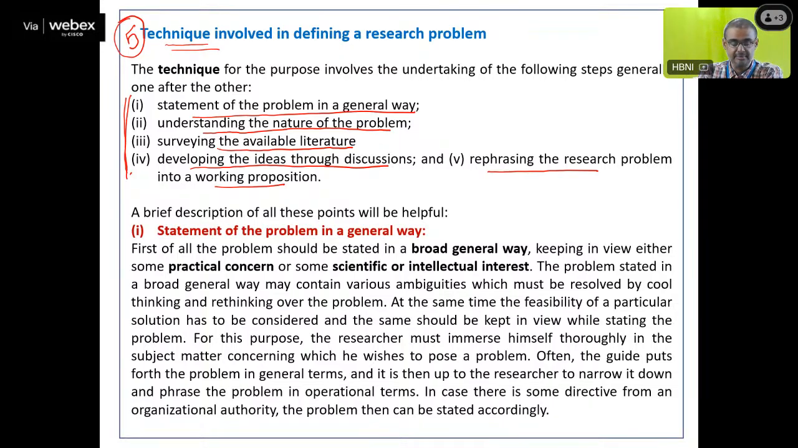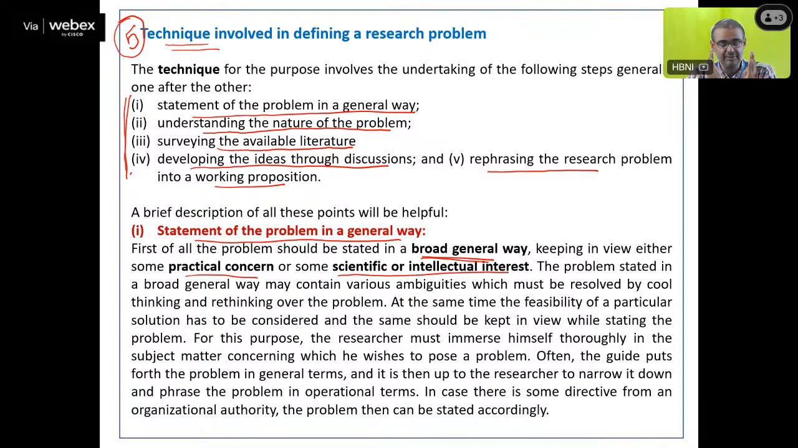First is statement of the problem in a general way. You have to define the research problem. You have to go to the committee to defend. You have to propose a title for your research. How will you do that? First, you have to give a broad general title. Why in a broad general way? Because you have to keep in view some practical concern, and some scientific or intellectual interest has to be preserved.